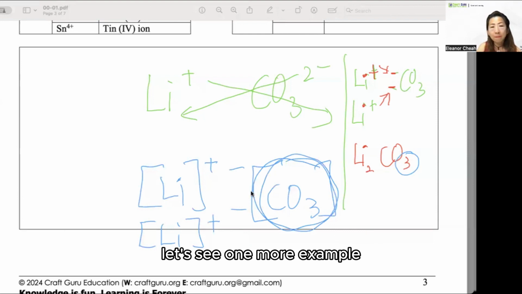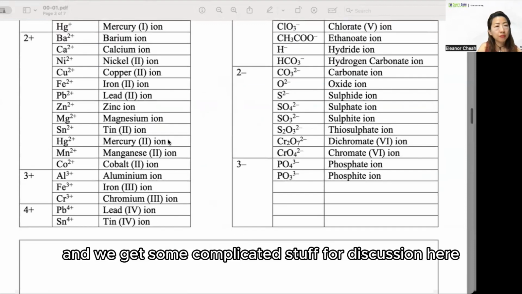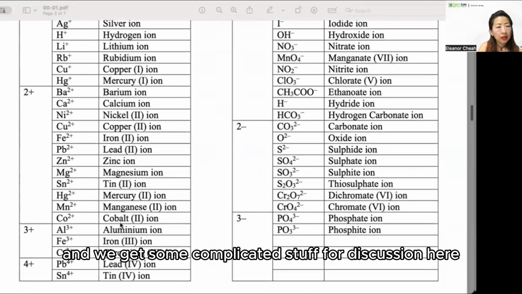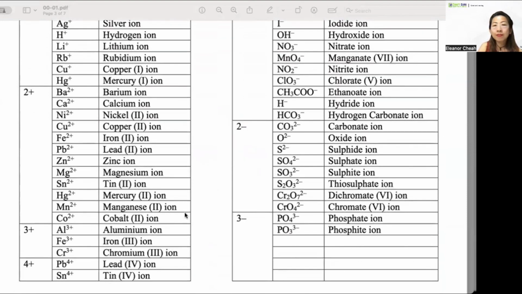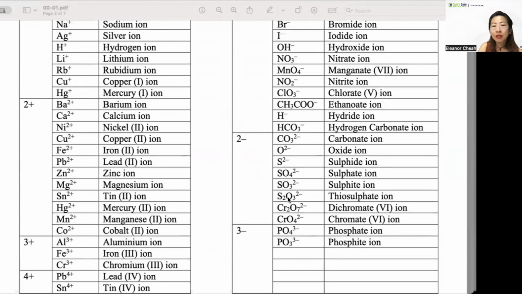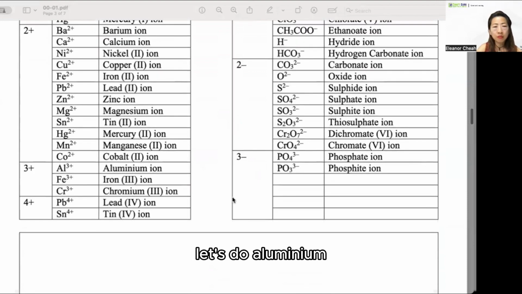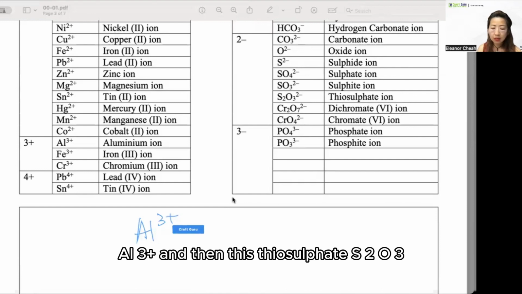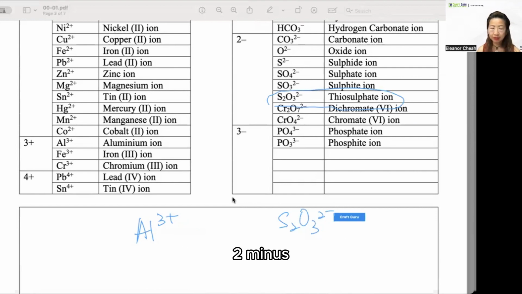Let's see one more example. Let me clear the board. And we get some complicated stuff for discussion. Here, aluminium thiosulfate. So let's do aluminium Al3+, and then thiosulfate S2O3 2-.